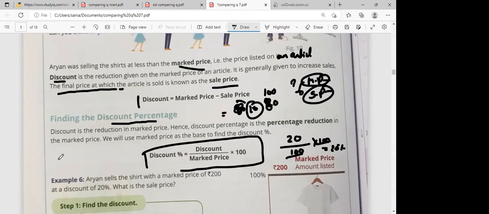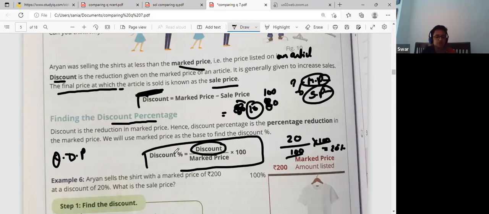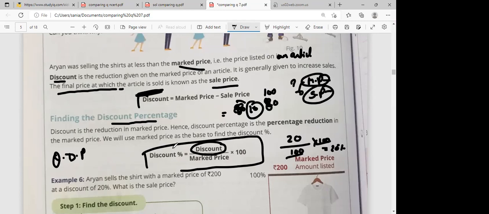Yes, ma'am. So you will write the discount percentage formula. For example, if the question is to find a discount percentage, first of all you have to find the discount from this formula, put whatever answer you get here with the marked price, and then find the discount percentage. Clear? Okay, I understood. Write the formula and then I'll give you the question.